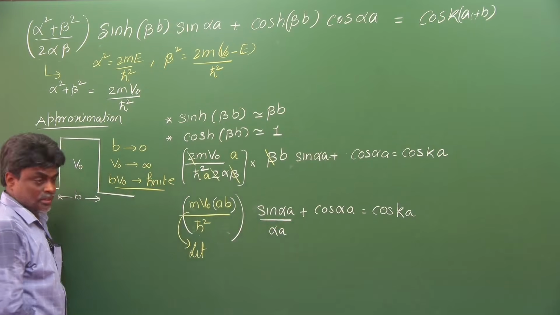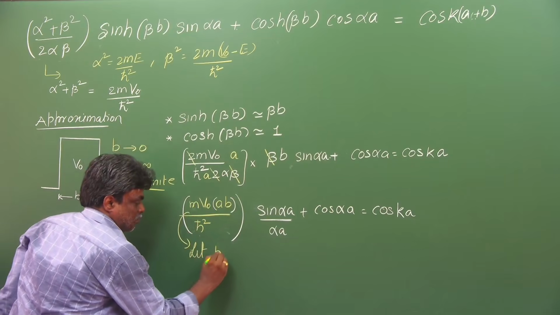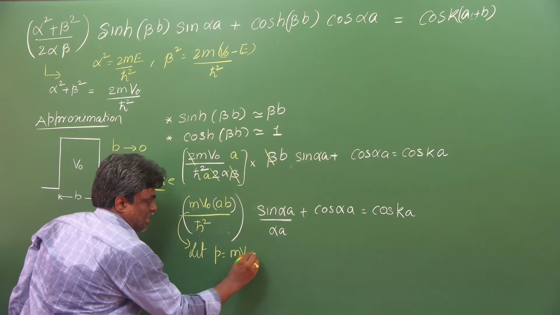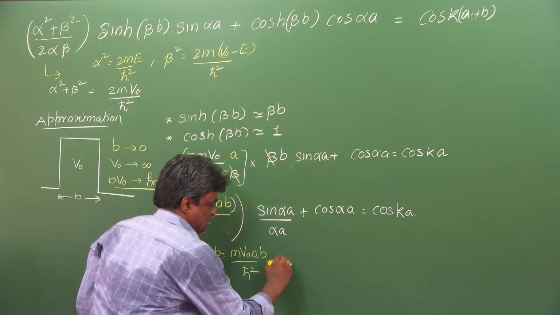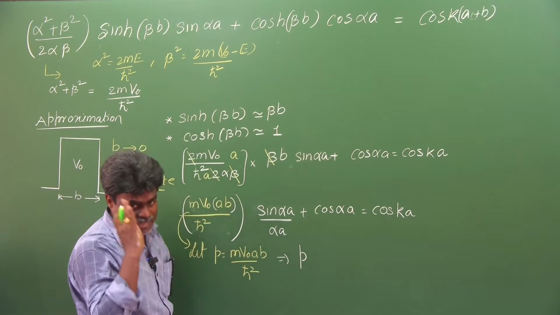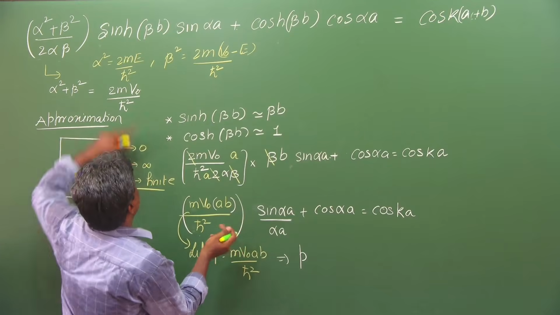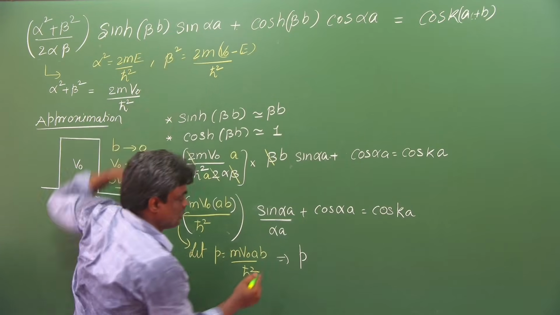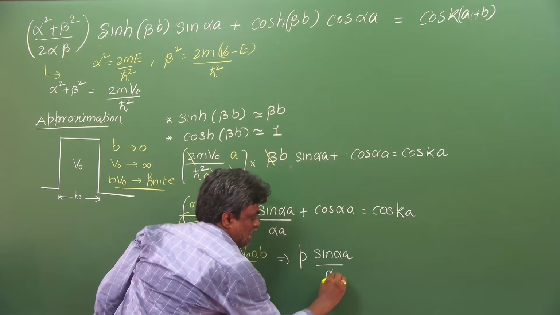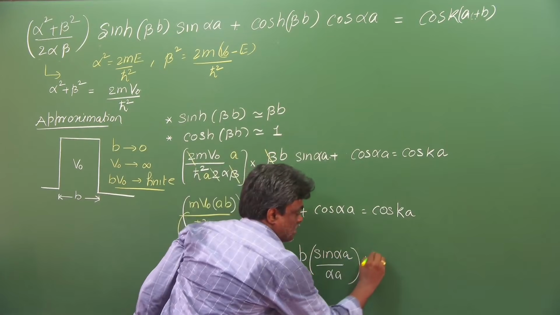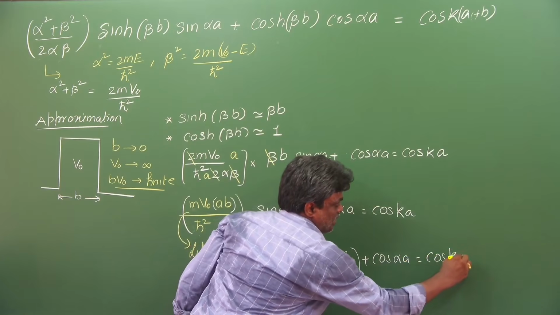So now, let this P equal to m V naught a b by h cross square. Yes, I remember the final expression. I should get sin theta by theta. That is not coming, so maybe I have given something wrong here. So please correct it: P sin alpha A by alpha A plus cos alpha A equal to cos kA.